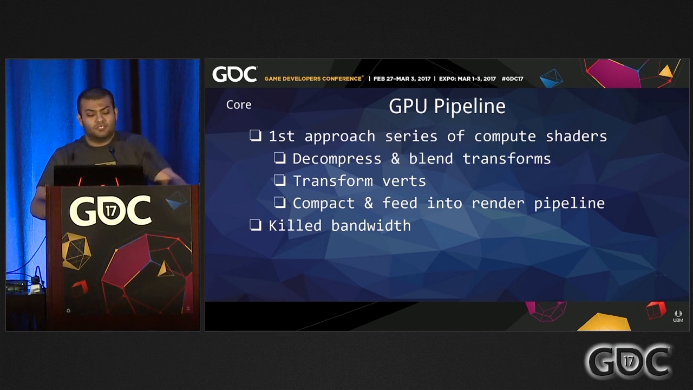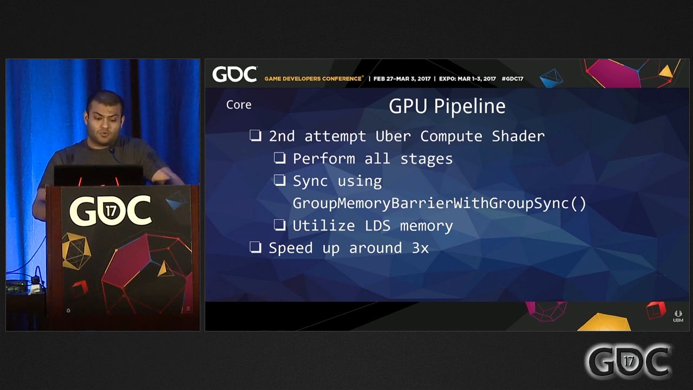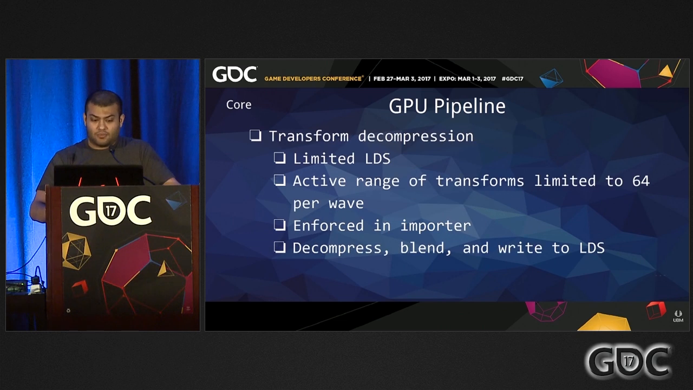So the first approach that we had for the GPU pipeline was a series of compute shaders where we would decompress and blend transforms in one compute shader, transform the vertices in another, and then another compute shader to compact and feed into the render pipeline. This obviously continually round-tripped to the main memory and completely killed our bandwidth. So this approach was not going to work. The second attempt was to have an Uber compute shader where we perform all the stages in a single compute shader. We used group syncs to try and synchronize data caches, and we utilized LDS to synchronize within the wave itself. This was about a 3x speed up, and so we were pretty happy with this.